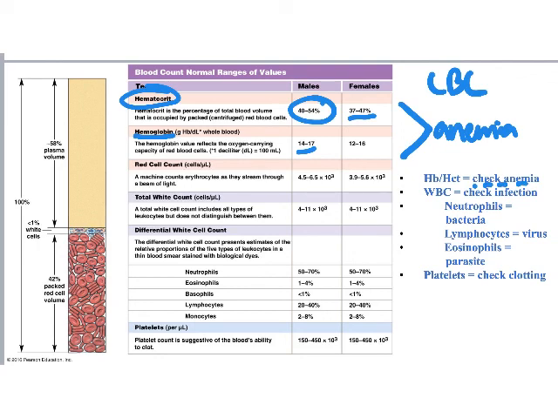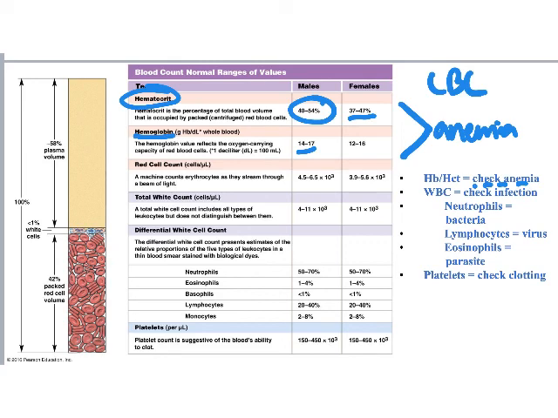Then the total white count, we can look and see if that is high or low. So if it's low, we might worry about some kind of a problem with your bone marrow, a problem making blood. Some very serious infections, temporarily, become so shocking to the system that they actually stun the bone marrow, and you have a low blood count for several days as a result of the serious infection. So most often we're looking for a high white blood cell count during infections, but occasionally it can give you a very low count. And so we're looking for those values.